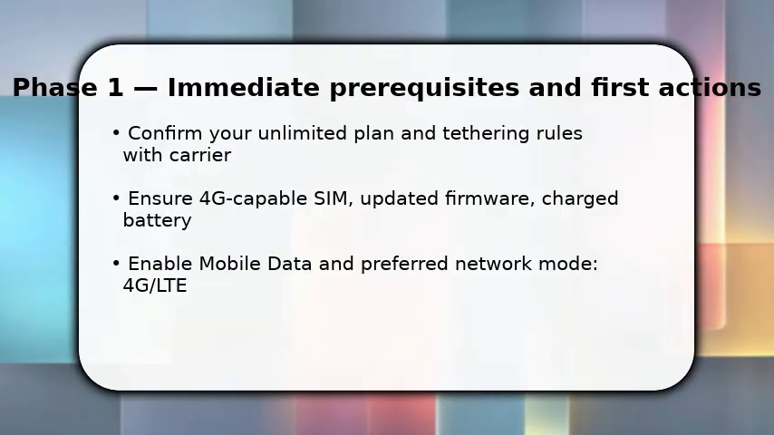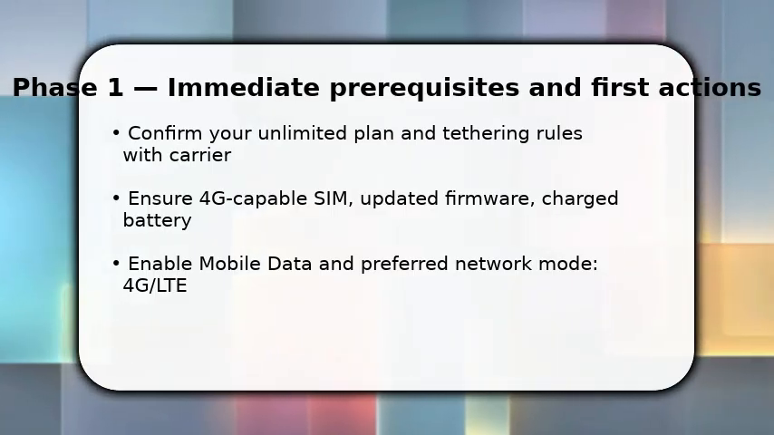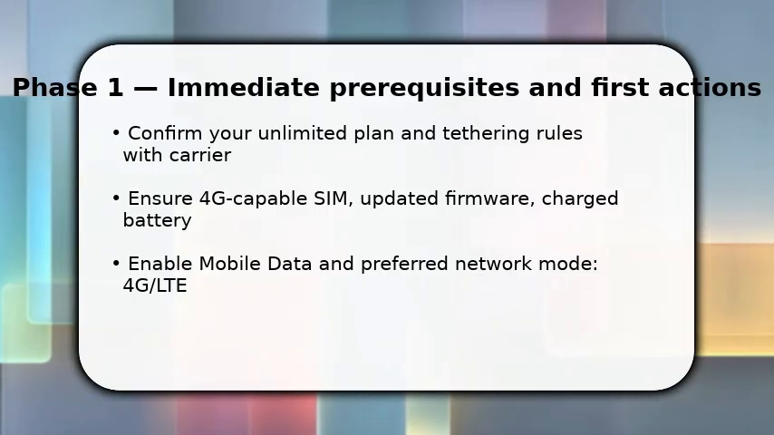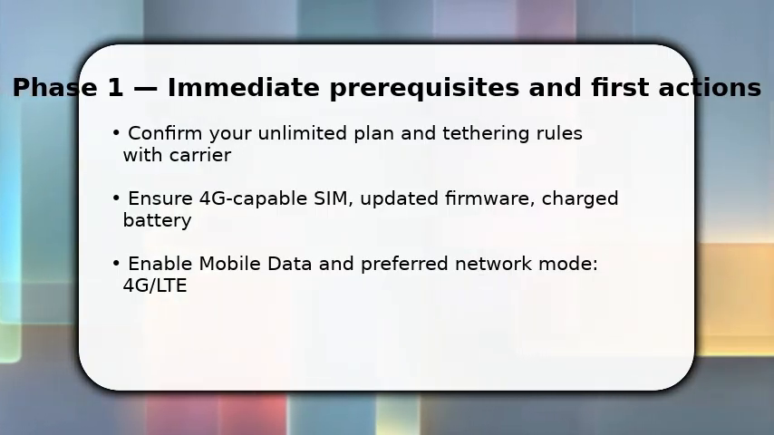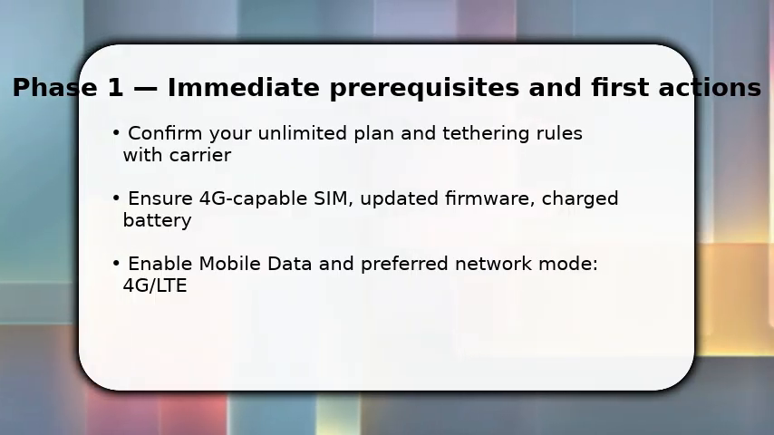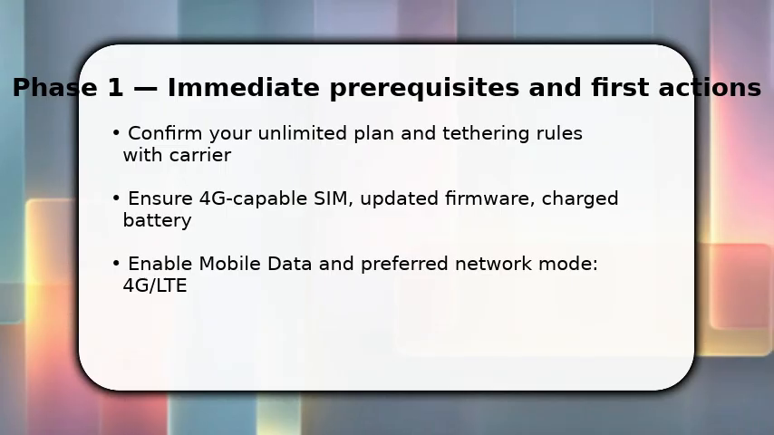You begin by verifying your unlimited plan. Make sure tethering or hotspot is allowed. Insert the 4G-capable SIM, update phone firmware, and charge the battery. Next, enable mobile data and set the preferred network to 4G or LTE in settings. Once done, restart the phone to register on the network.